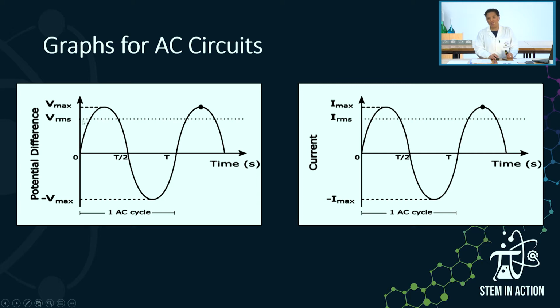And an average across there is what we call the V_rms, which would correspond to the maximum in a DC circuit. If we look at this in terms of current, we get the same shape for one cycle. We get a maximum current in the positive direction, a maximum current in the negative direction, and an average I_rms, as you can see over there.